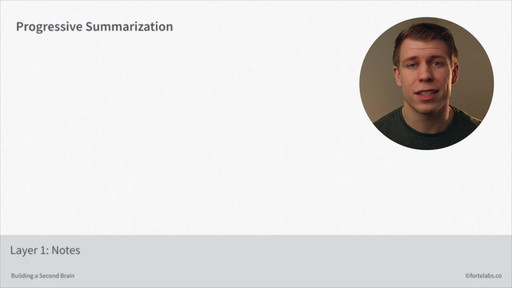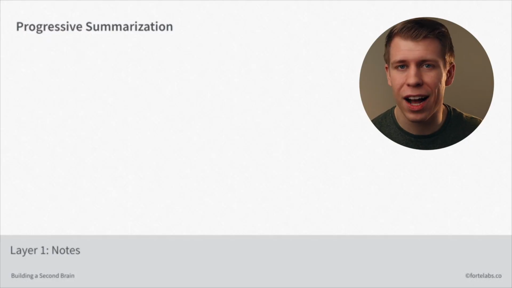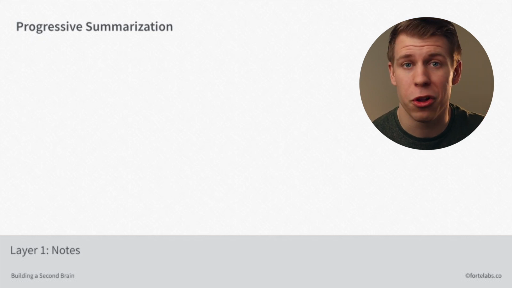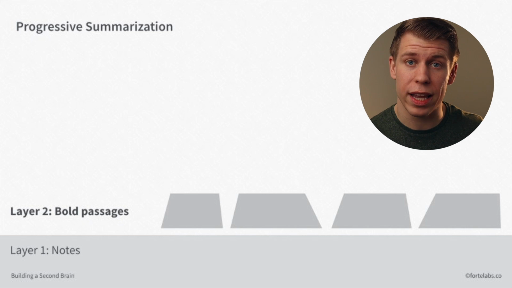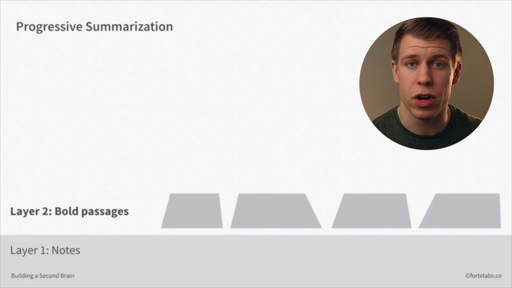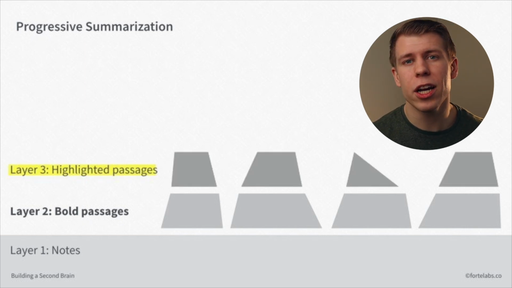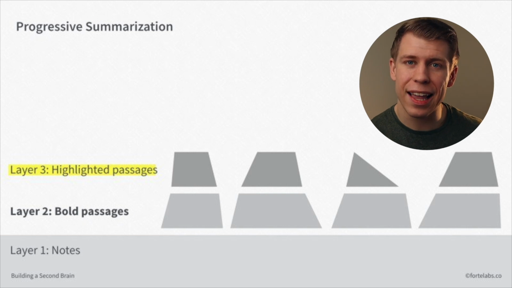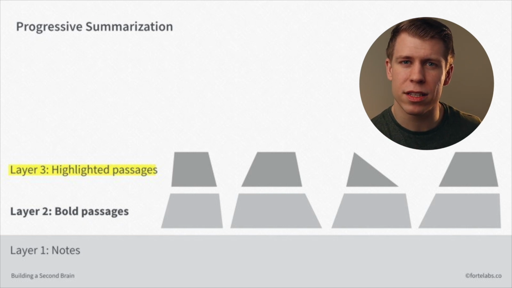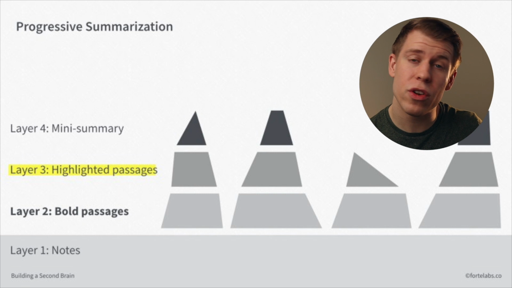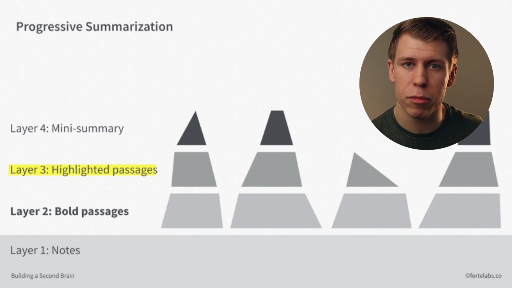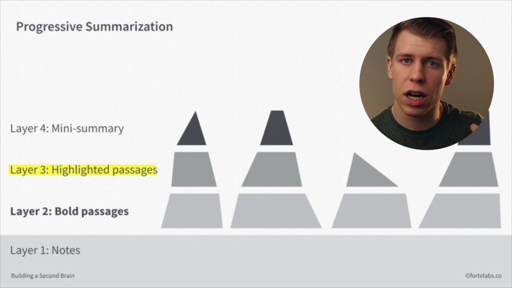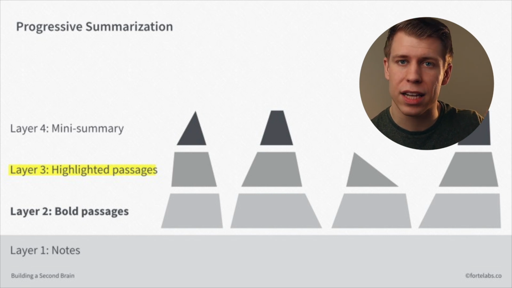So the first level of this process is to just take notes on whatever content or thing that you're learning. Then once you have those notes down, you'll go into the second layer, which is bolding the main points within those notes. Then once you have those bolded notes, you're gonna go to level 3, which is highlighting just the key main points within the bolded sections. Once you have all those highlights, you'll go to level 4, which is creating a mini summary of the entire content that you took down at the top of the page.